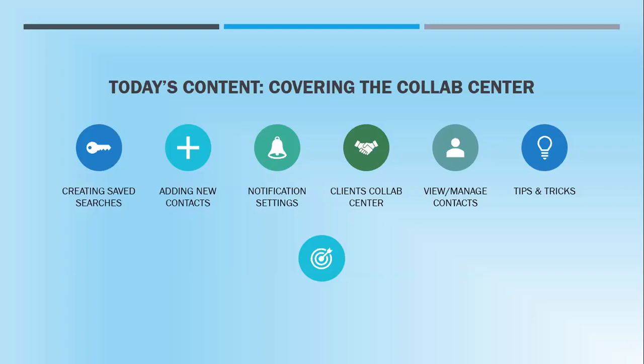We will look at the client's Collab Center and what it looks like from the customer side of things. So not only will we be looking at the Collab Center from the agent's dashboard in Paragon, we'll also put some eyes on what your clients are seeing. We'll also cover that agent's dashboard and how you can view and manage your contacts and look at all the activity that's going on with their saved searches, and how your buyers can create their own saved searches outside of the ones that you are creating for them.